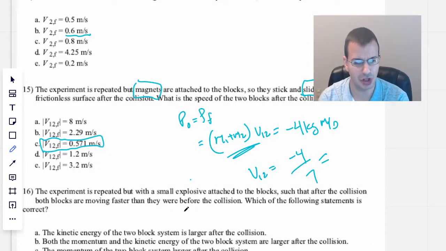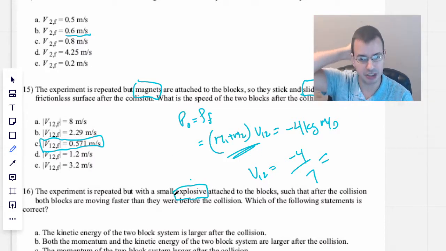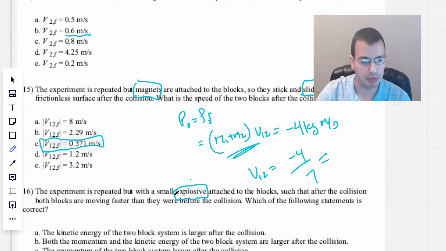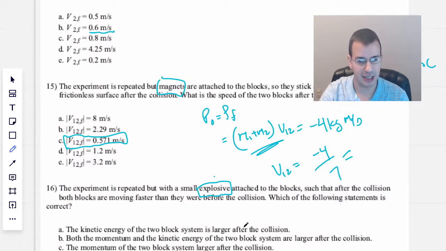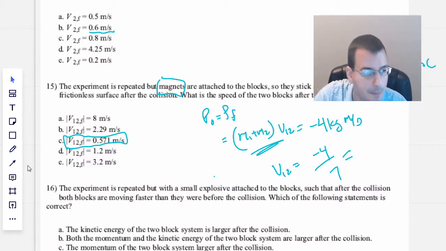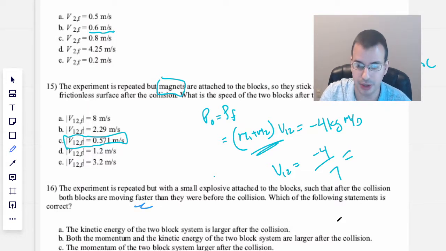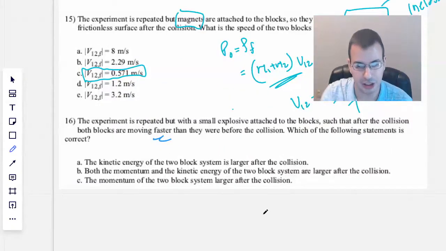Experiment is repeated, but with a small explosive attached to the blocks, such that after the collision, both blocks are moving faster than they were before the collision. Which of the following statements is correct? Okay, so both blocks are moving faster. So we're assuming that masses are constant. Masses stay the same. That's supposed to be an M with a little constant sign over it. Yeah, terrible. So this is, I'm going to look at this this way.